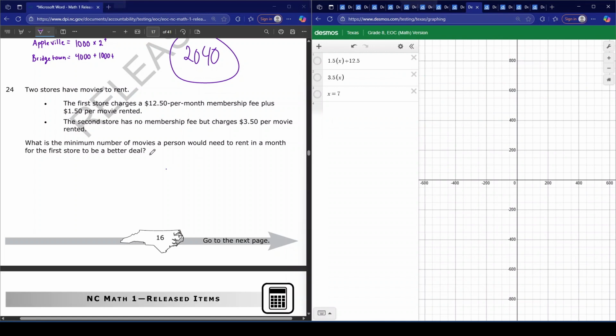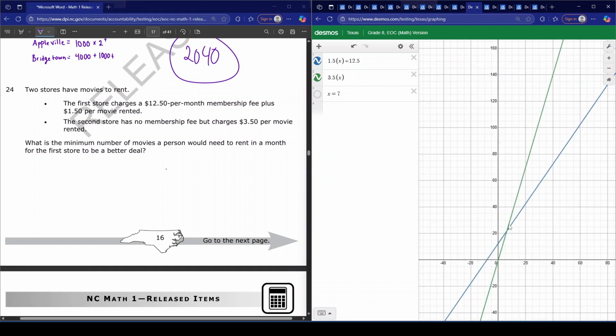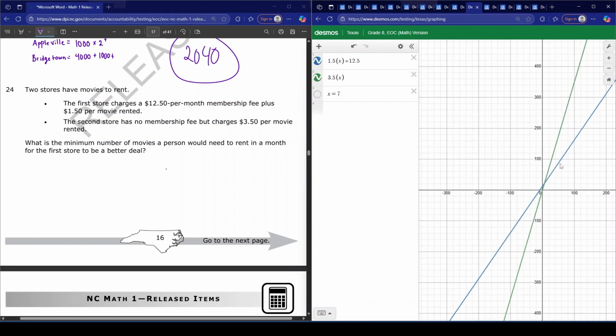Two stores have movies to rent. The first store charges a $12.50 per month membership fee plus $1.50 per movie rented. The second store has no membership fee but charges $3.50 per movie rented. What's the minimum number of movies a person would need to rent in a month for the first store to be a better deal? So let's put these equations up in Desmos. Initially, the blue is not so good.